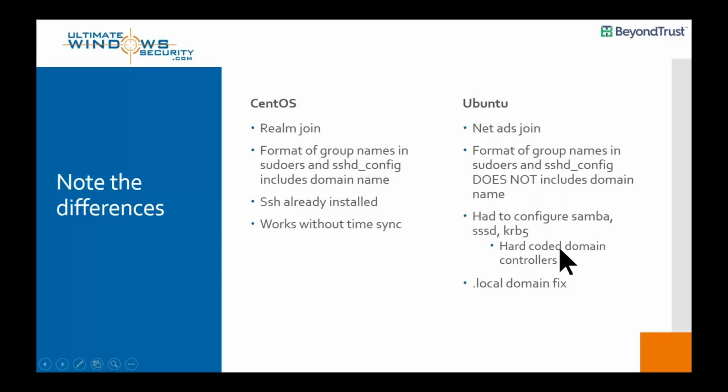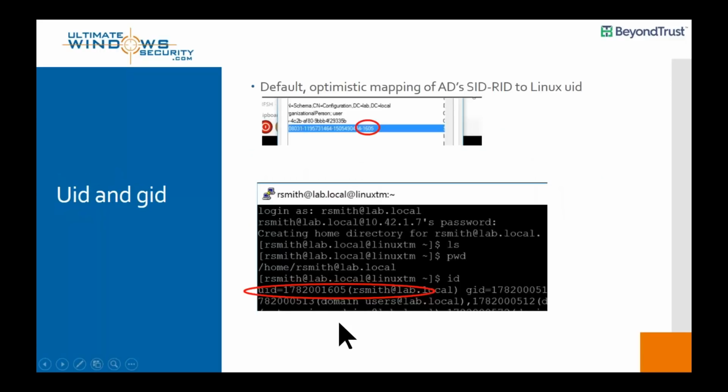Notice all the stuff that we had to hard code in Ubuntu. I'm not saying that there's not a better way to do this in Ubuntu, but if you follow the official Ubuntu documentation, and that's what it says at the top of the screen, official Ubuntu documentation, this is how you do it. Oh, and remember that .local domain fix that we had to do on Ubuntu. So the point is, does your mileage vary from one version, from one distro to another? By all means, and we're just scratching the surface.